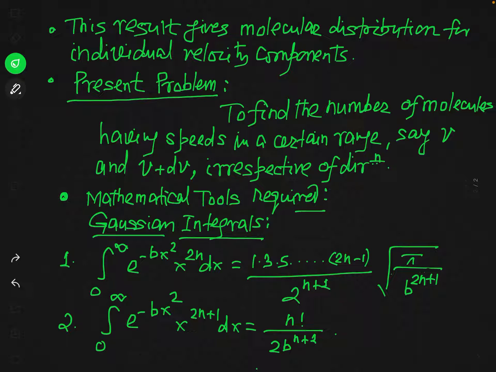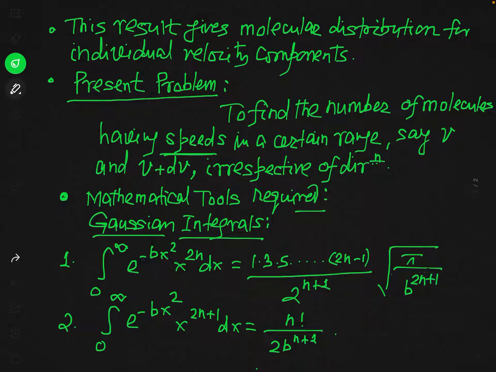But usually it is more convenient to express this distribution in other forms, since one is generally not interested in knowing the molecular distribution for individual velocity components. So what is our present problem? Our present problem is to find the number of molecules having certain speeds. Note here, I am not interested in velocity, which is direction dependent, but generally we are interested in the magnitude of velocity, that is speed, in a certain range.